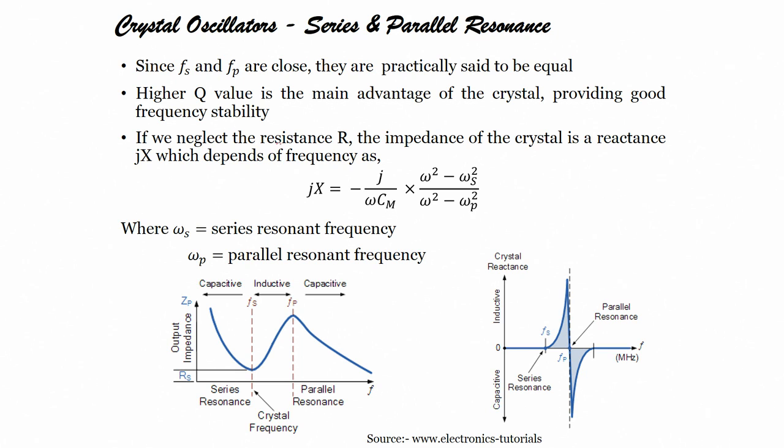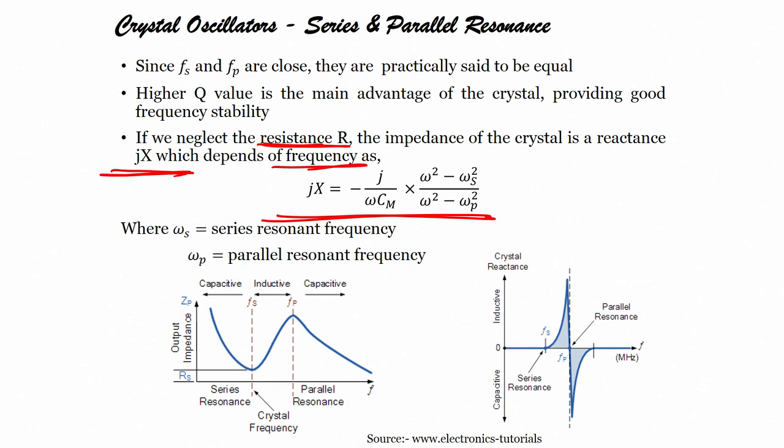So, if we neglect resistance R, the impedance of the crystal is the reactance jX, which depends on frequency with the formula shown here. If we are neglecting resistance R, the impedance will be nothing but the reactance jX, which is minus j by omega Cm into (omega squared minus omega s squared) divided by (omega squared minus omega p squared), where omega s is the series resonance frequency and omega p is the parallel resonance frequency.